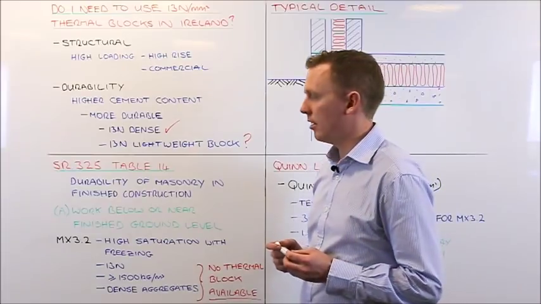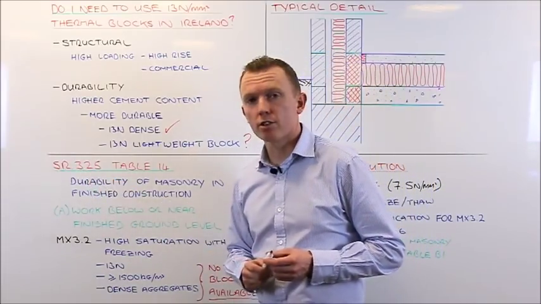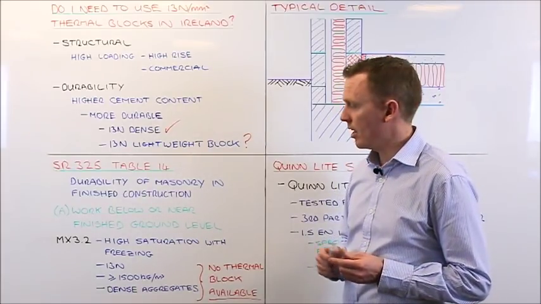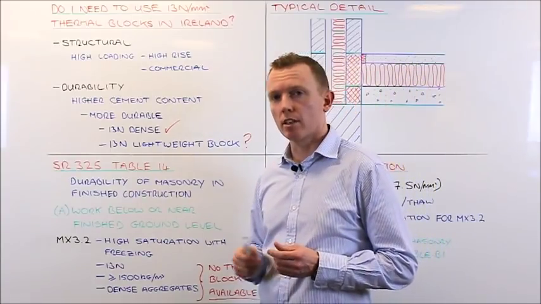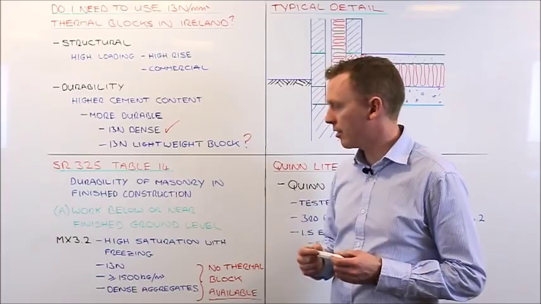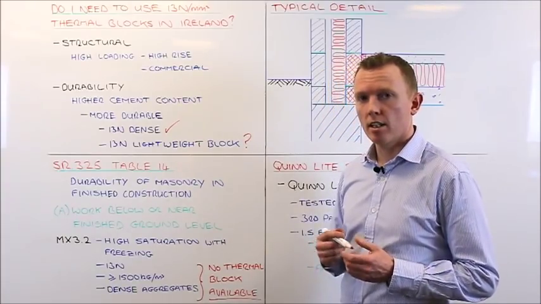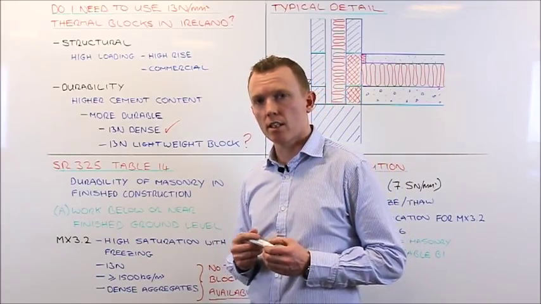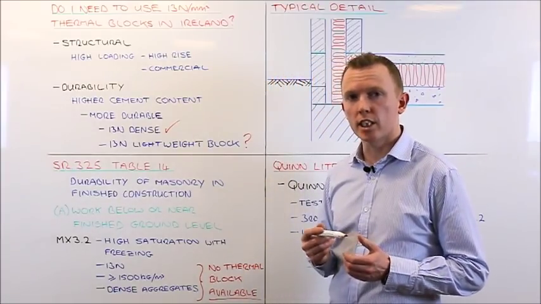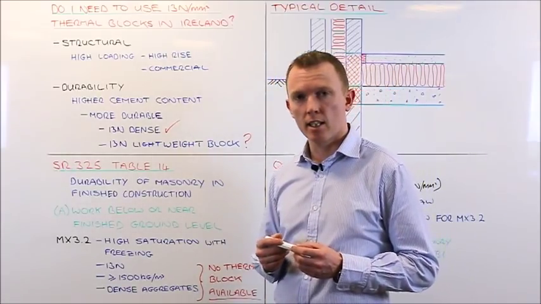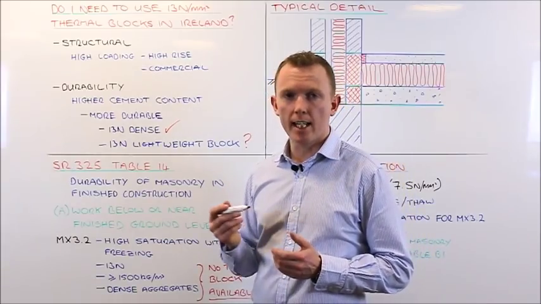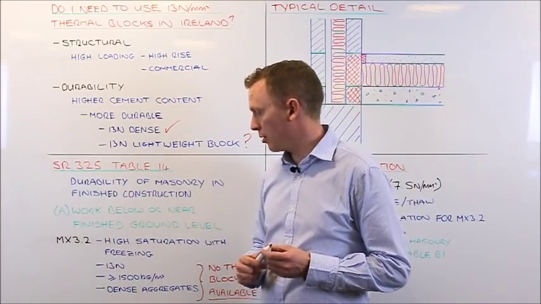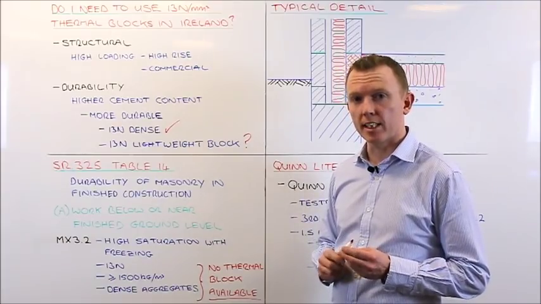Table 14 of NSAI publication SR 325 covers durability of masonry and finished construction. Now the table has various sections, and today we're going to look at section A, work below or near finished ground level. Table 14 shows various exposure conditions, starting with MX 2.1, which is low saturation without freezing, going on to low saturation with freezing, high saturation without freezing, and finally worst case MX 3.2, high saturation with freezing.